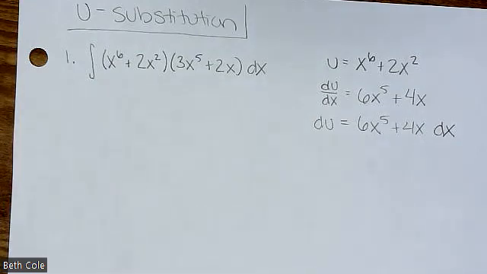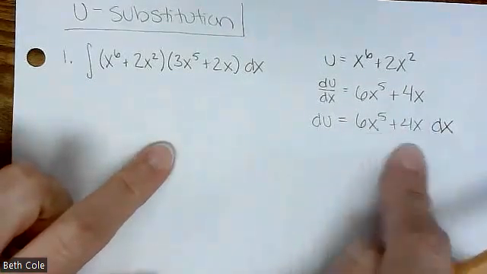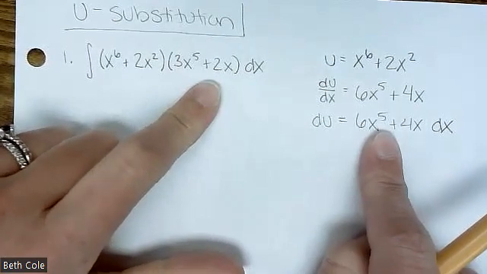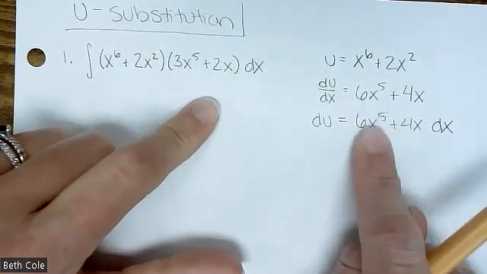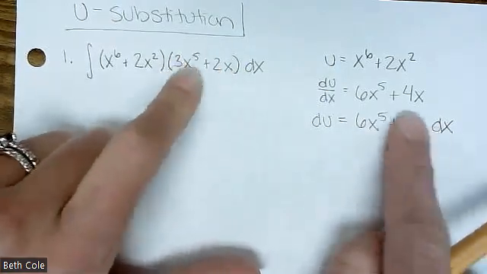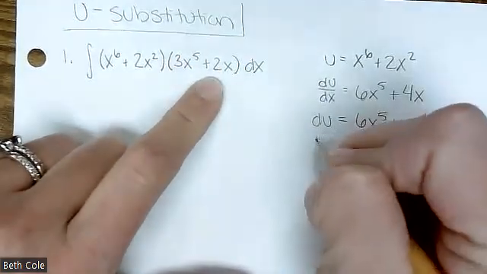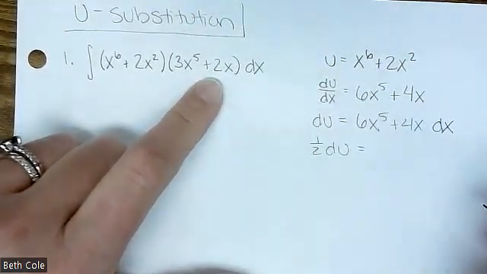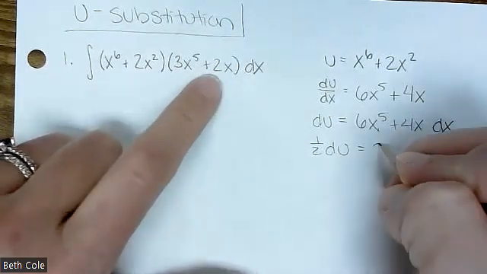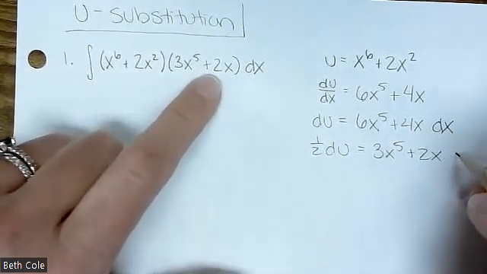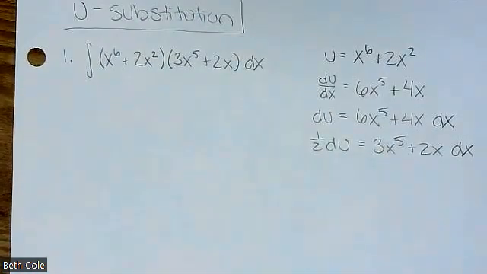Okay. Now, what you want to do and what will happen every time, because you're not going to be given an undoable problem, it will work. You have to somehow find this in the problem. You can adjust coefficients, but you can't adjust variables. How could we turn this into what's there? Divide by 2. Okay, so we're going to do half du equals, and if you divide these by 2, you'll get 3x to the 5th plus 2x dx. It will work out. That stuff will be there.